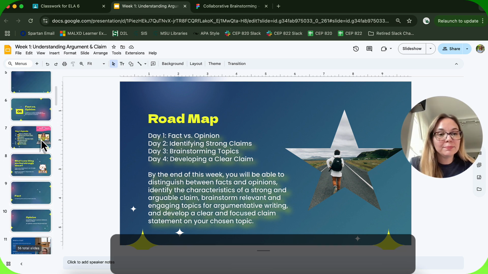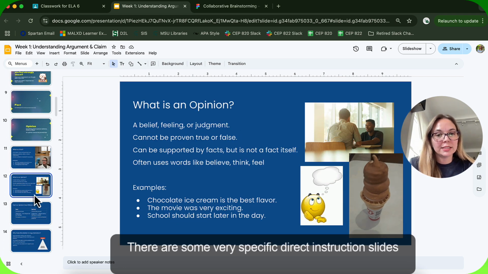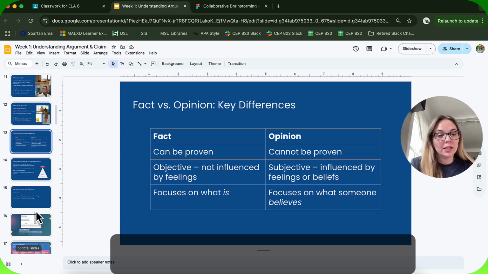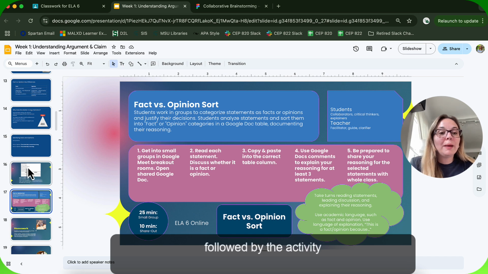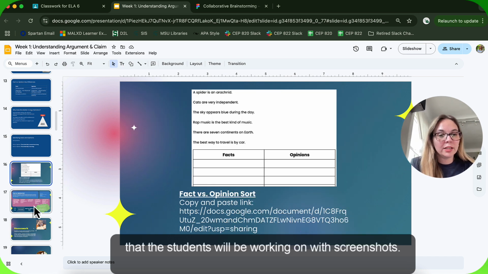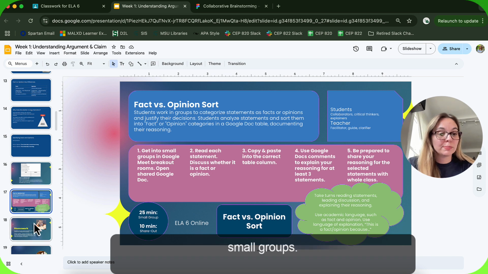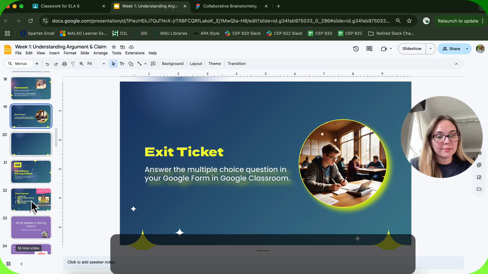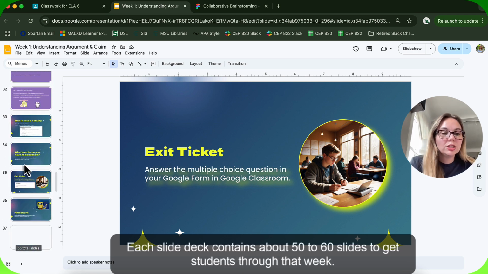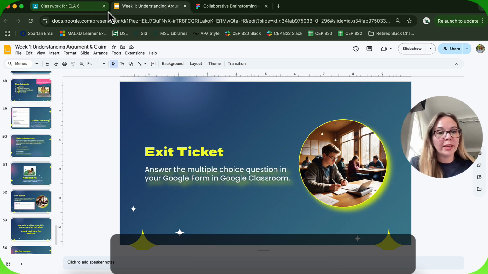Each lesson is broken up by a day. There are some very specific direct instruction slides that accompany each individual day's lessons, followed by the activity that the students will be working on with screenshots. This is the slide that would remain on the Google Meet while students work in their individual breakout rooms or small groups. Each slide also includes homework and exit tickets for the day. And each slide deck contains about 50 to 60 slides to get students through that week.